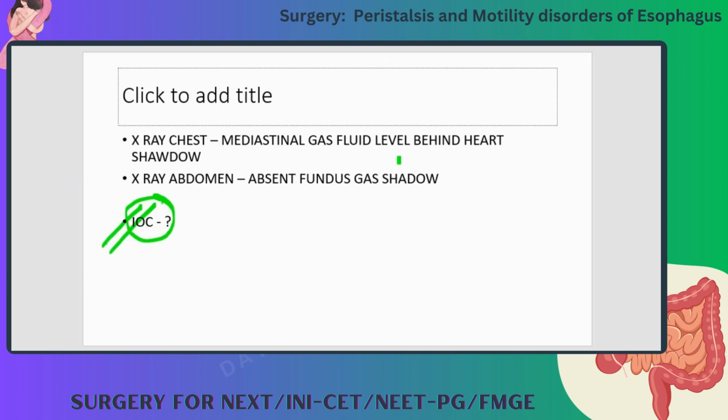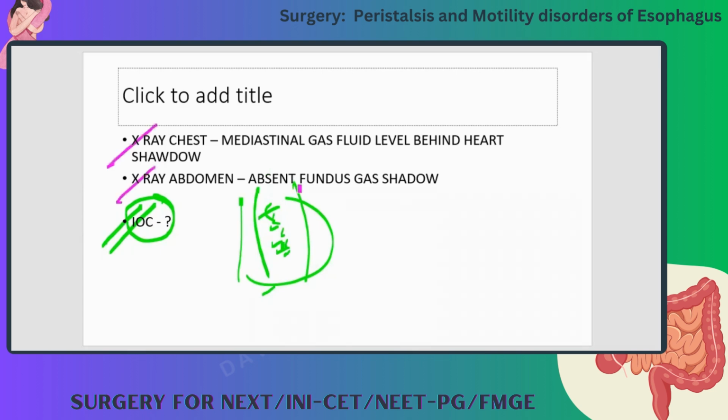Gas fluid levels are there. You know about it, right? There will be multiple gas fluid levels if there is some obstruction in the GIT. In the same way, here there is obstruction in the esophagus. So in the X-ray chest, you can see multiple gas fluid levels behind the heart shadow. The heart shadow will be like this, overlapping. Behind the heart shadow, there will be multiple gas fluid levels. Clear?